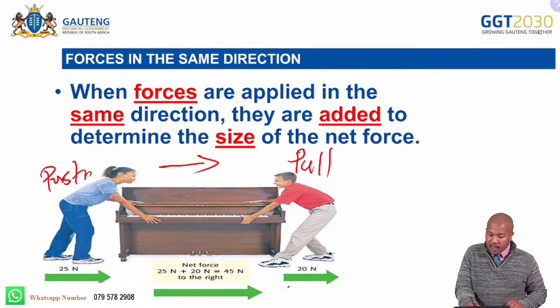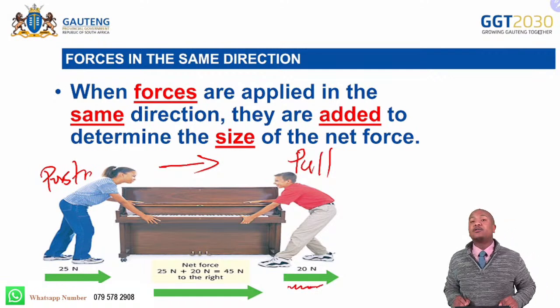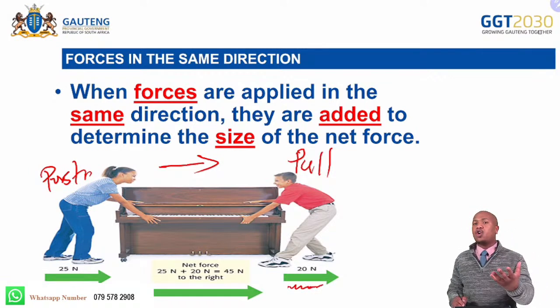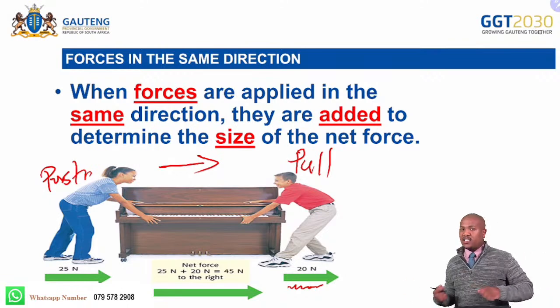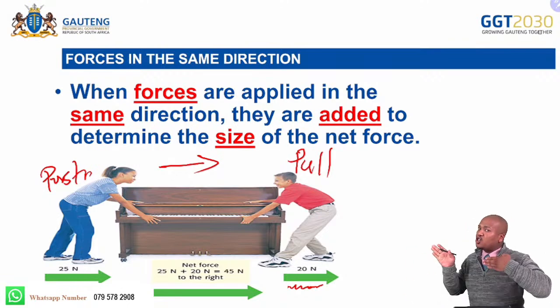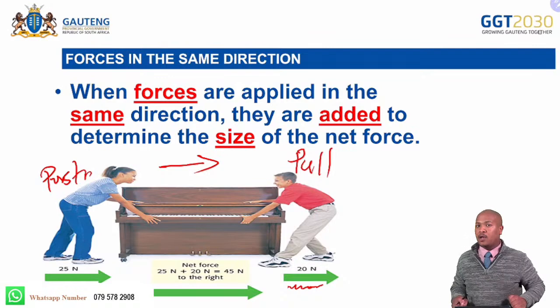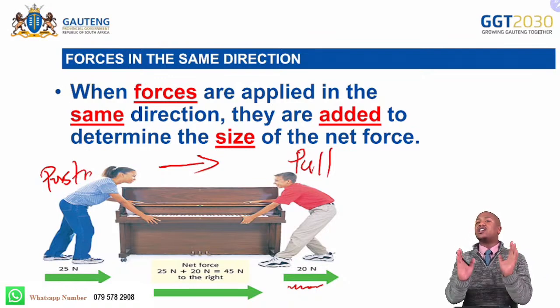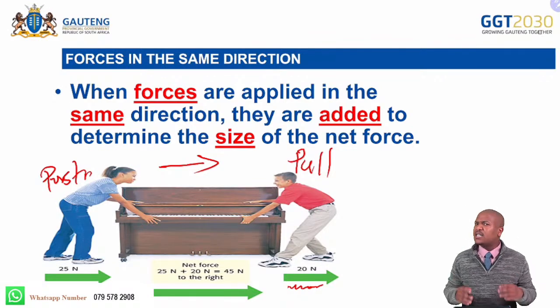And her brother here is pulling by 20 newtons of force to the right as well, right? They're moving towards the same direction. So how can we do this? We add the two forces applied. It is that easy, right?